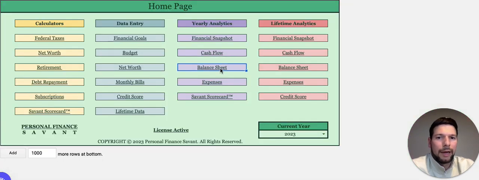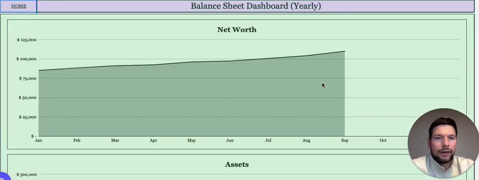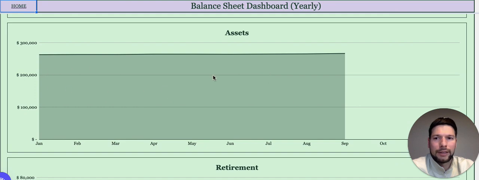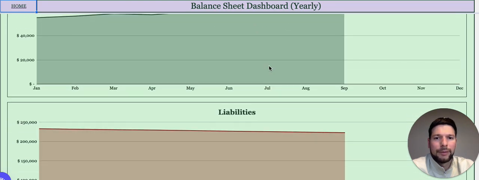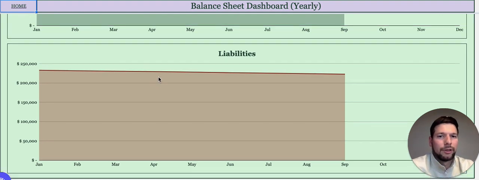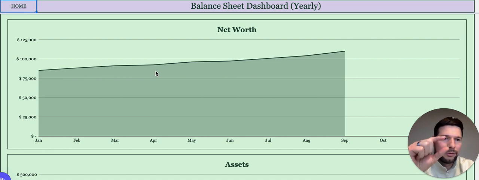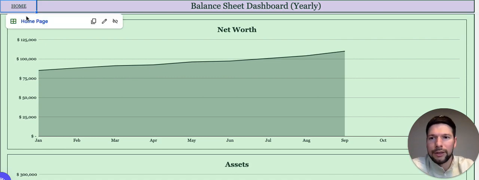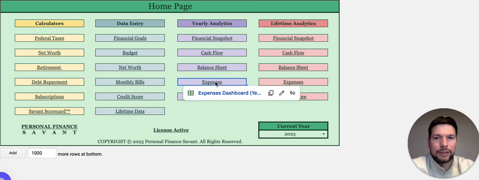Then you have your balance sheet metrics. And on these, again, you have your net worth showing that throughout the year. You have your assets throughout the year, your retirement, and your liabilities. So just blowing those up to give you more of a fine-tuned, focused look at each one of those instead of seeing them on kind of a chart this big. So this one's helpful if you want to try to visualize it on its own and focused in a little bit more.